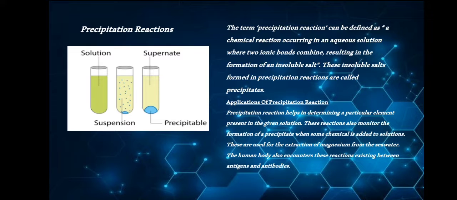And now, what are the applications of precipitation reactions? Precipitation reactions help in determining a particular element present in the given solution. These reactions also monitor the formation of a precipitate when some chemical is added to solutions. For example, these are used for extraction of magnesium from seawater, and the human body also encounters these reactions existing between antigens and antibodies.